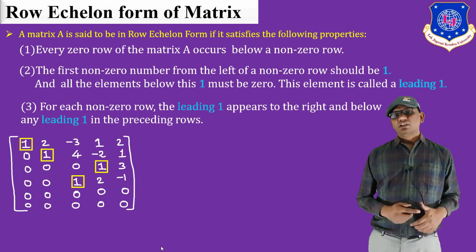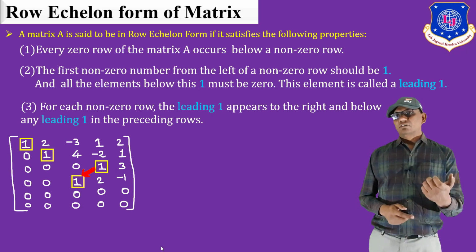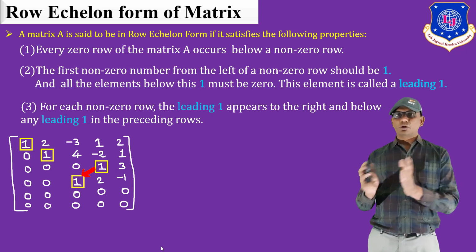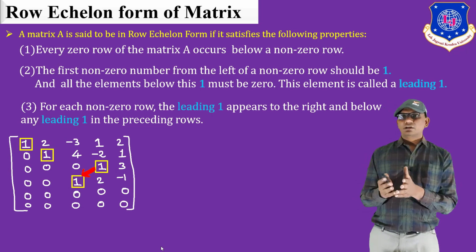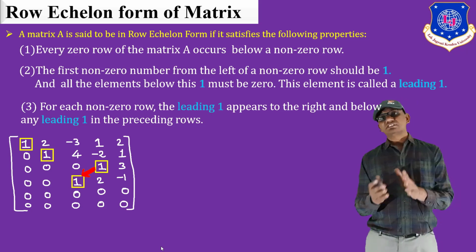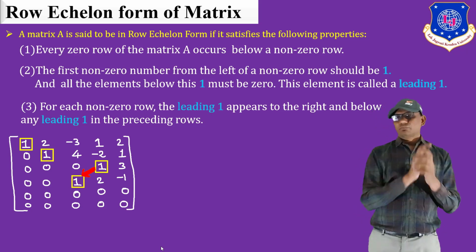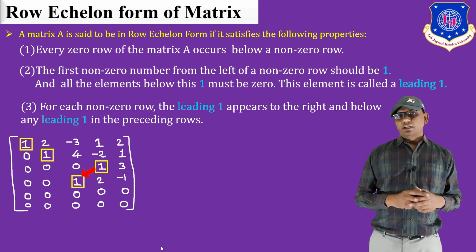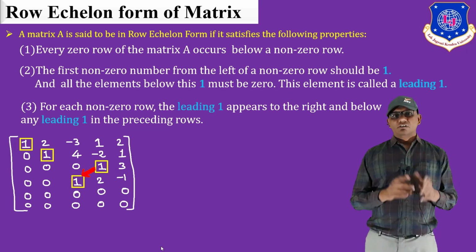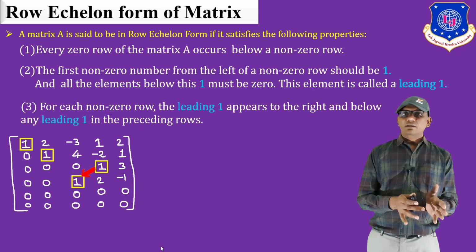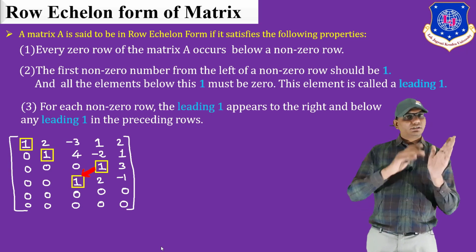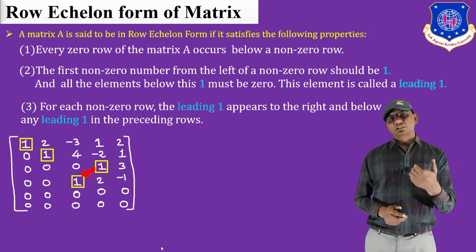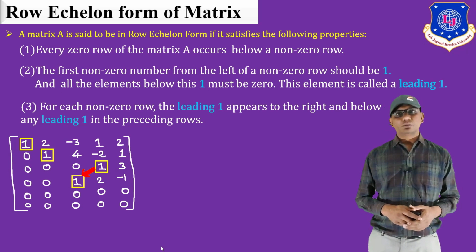So here we can understand that our third and fourth leading elements are not properly arranged. Our fourth leading element is to the left side of the third leading element, so that is not permissible according to the third condition. Our fourth leading one must always be to the right side of the third leading element, so that is not a proper format of row echelon form.